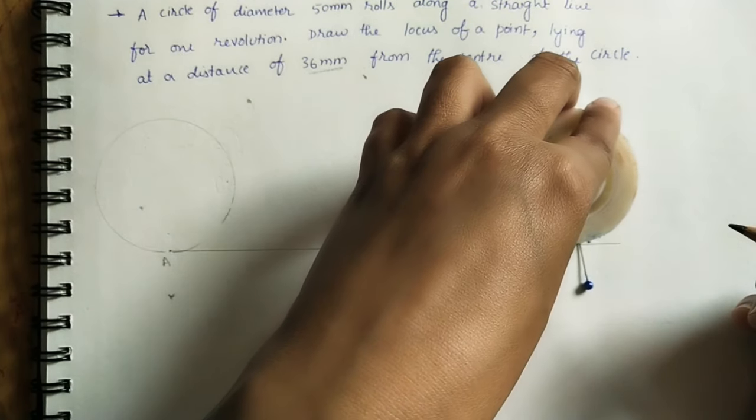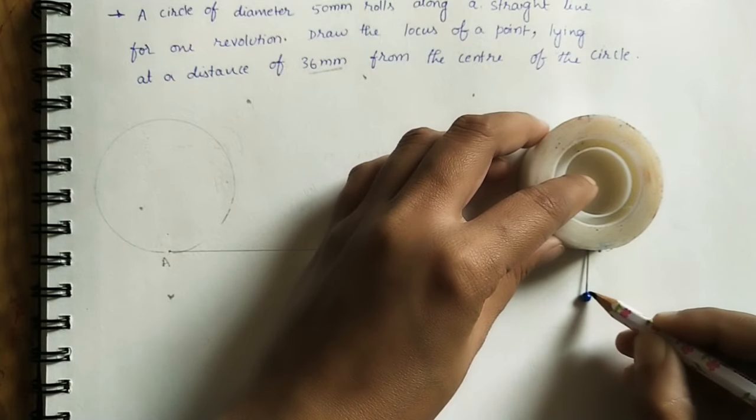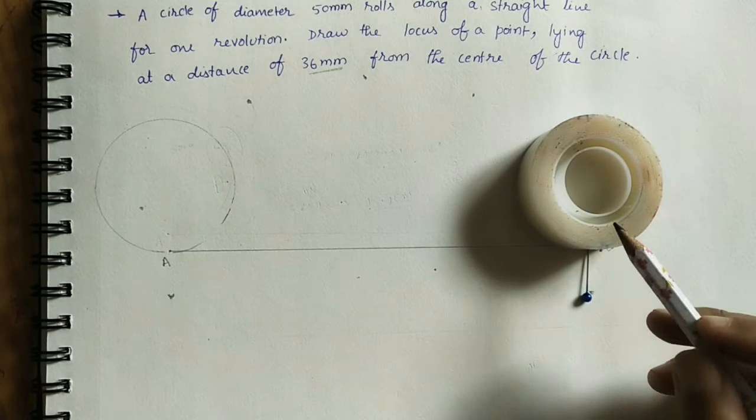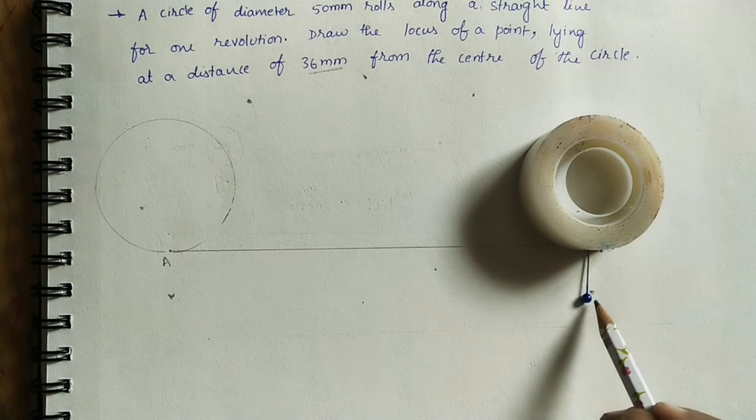Now the circle is rolling like this. Mark the P position. Initially this position is the same as here. The initial position of the P point is here. Now the P point came here.